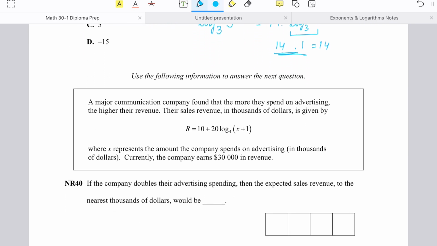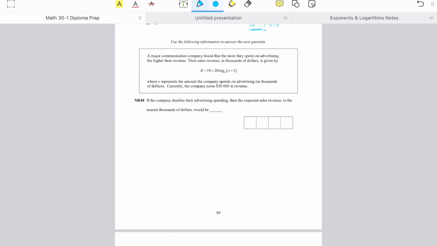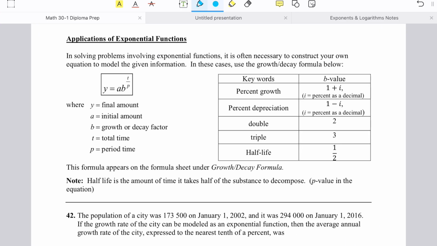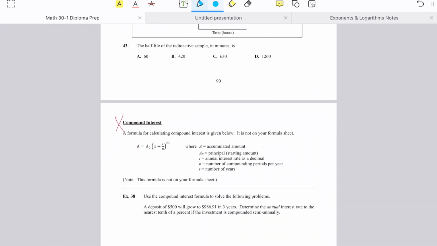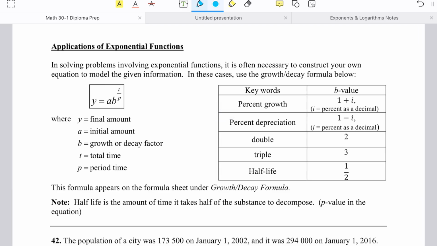we are not going to do this question since we didn't cover it in class. And in terms of application of exponent functions, just go through the questions and let me know if you have any questions about it. Pay close attention to doubling, tripling, half-life, and all those things. I can just go over it quickly here as a summary, but I won't do questions.